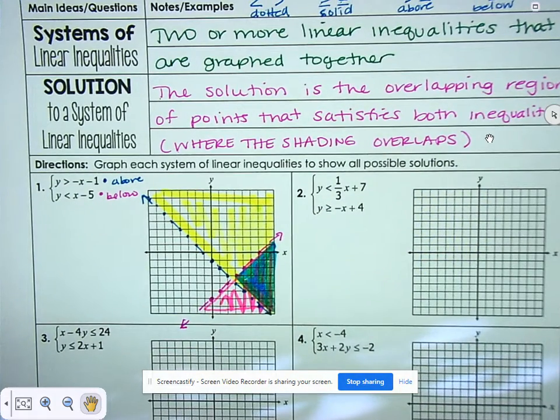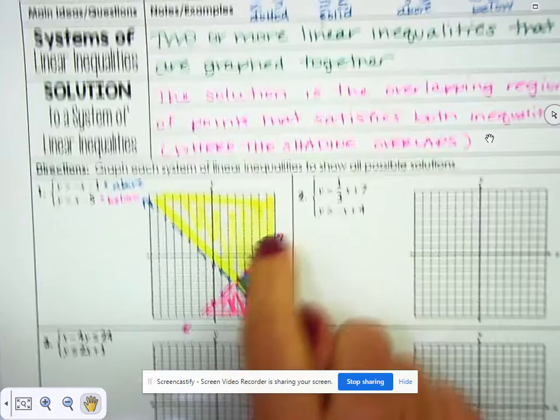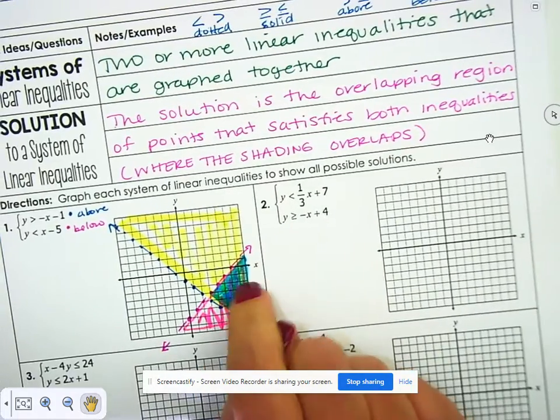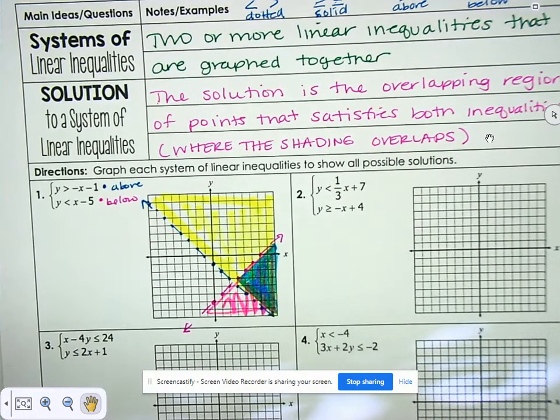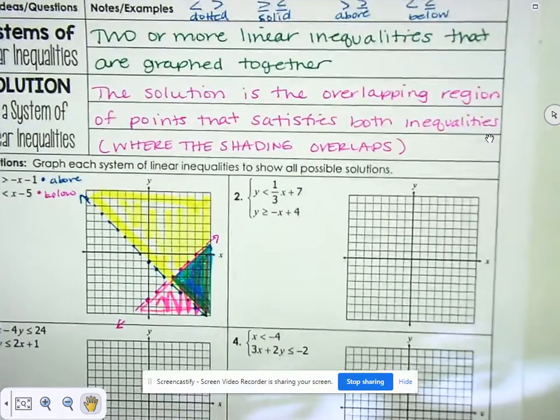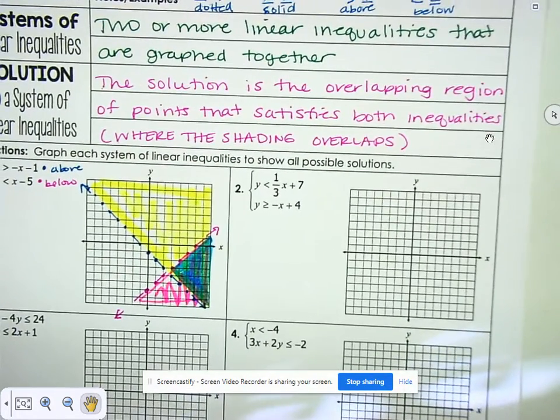Now on your EOC, if it's multiple choice, then the only part that will be shaded is the answer. So in other words, you wouldn't even see anything up here shaded or down here. You would only see the solution shaded. So that answer is any ordered pair that lies in that shaded region. Okay. All right.